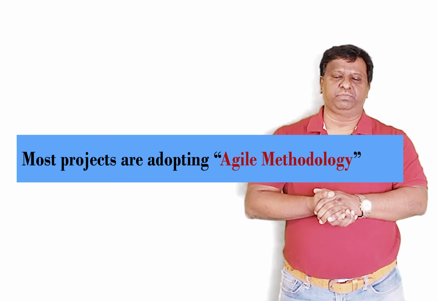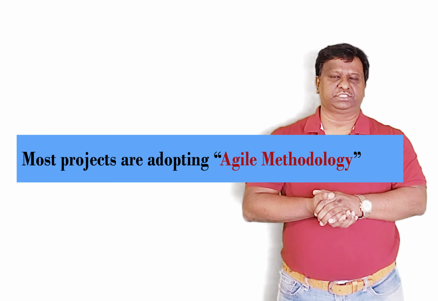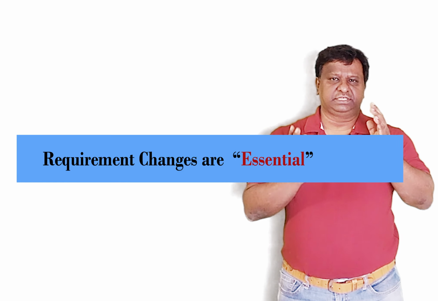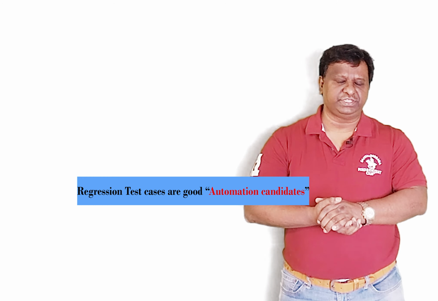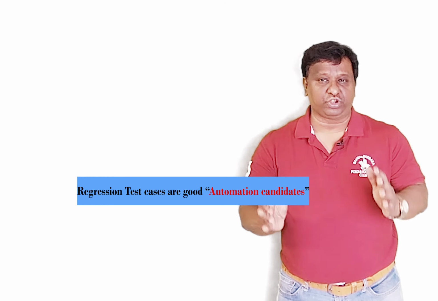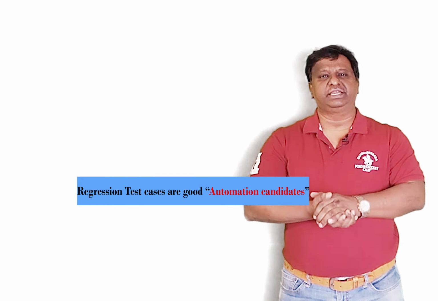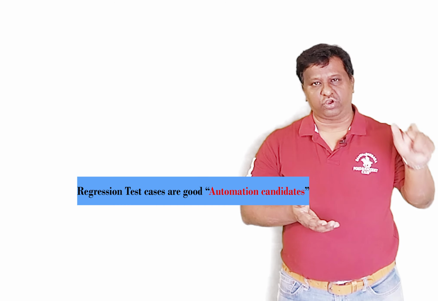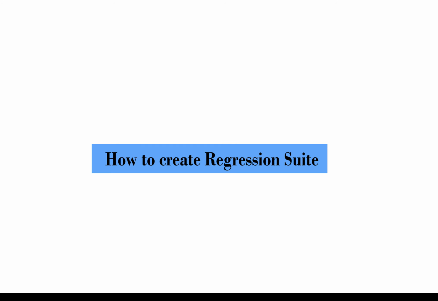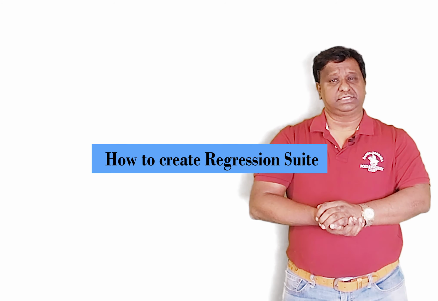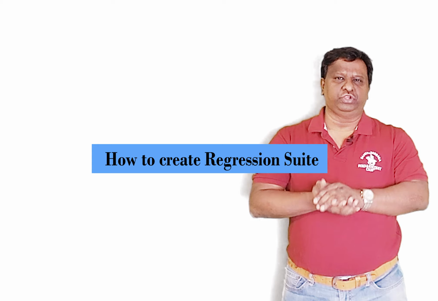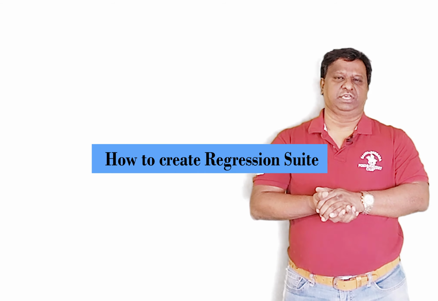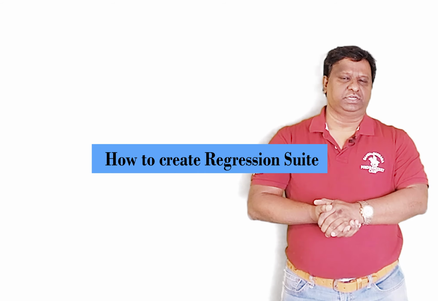Agile methodology people are adopting in most of the projects because change is very essential and agile methodology embraces change. For this reason, regression testing becomes that much more important. That is the reason why regression test cases are very good automation candidates. As I mentioned earlier, I'll be sharing few bonus tips as how you can create a regression suite. Since regression testing is an effort and you need to run many times, you need to smartly pick up the test cases. Which test cases to pick for the regression suite?